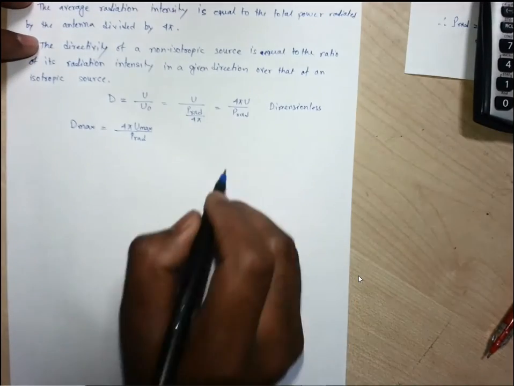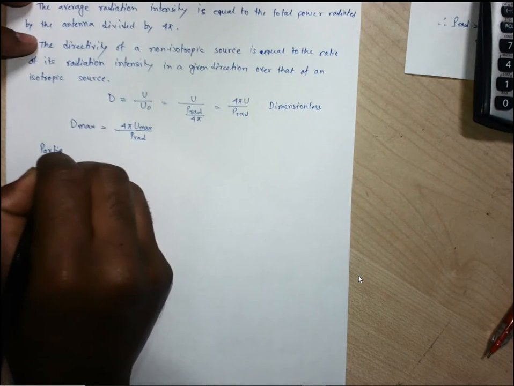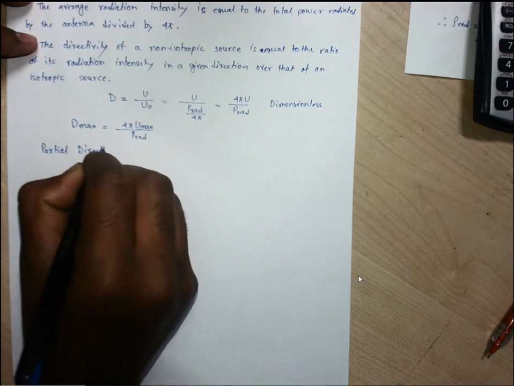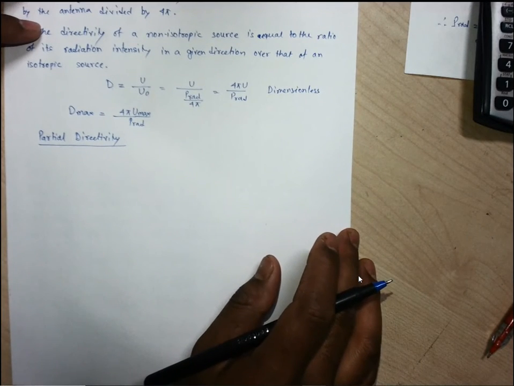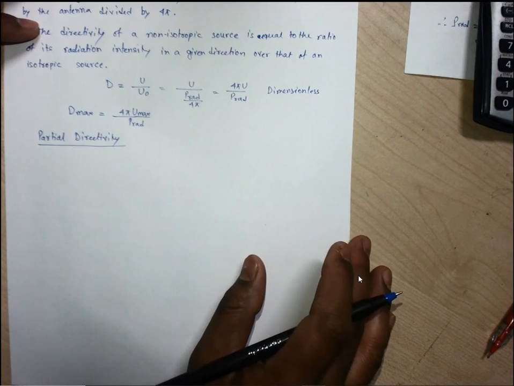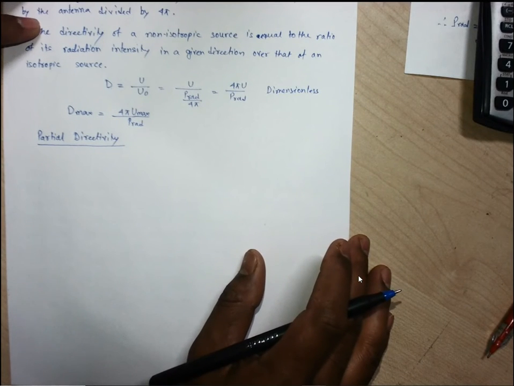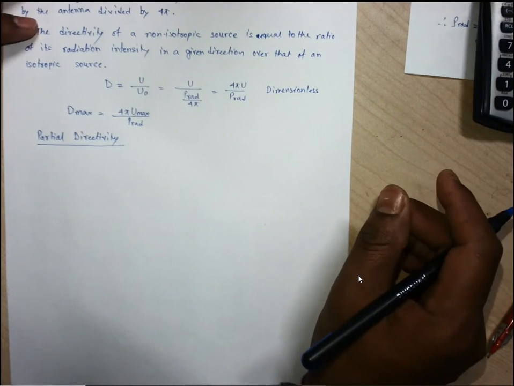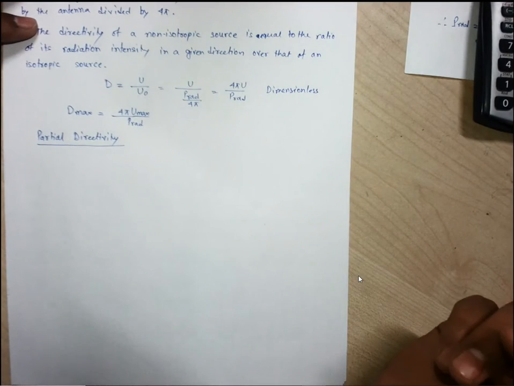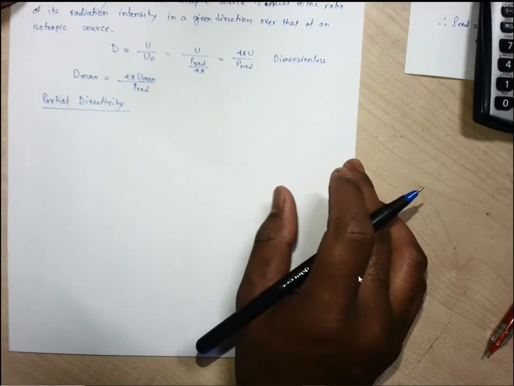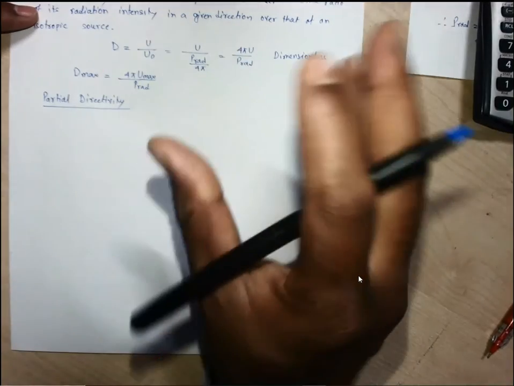Next, under this we can have partial directivity. It is for a given polarization. So what is this polarization? Let us consider a particular incidence of a wave: it may be vertically oriented, horizontally oriented, or have a circular shape. We will see what this polarization is. So this is partial directivity for a given polarization.